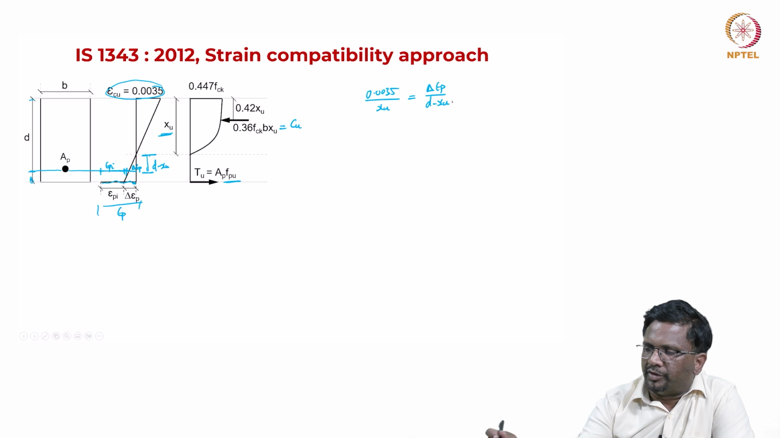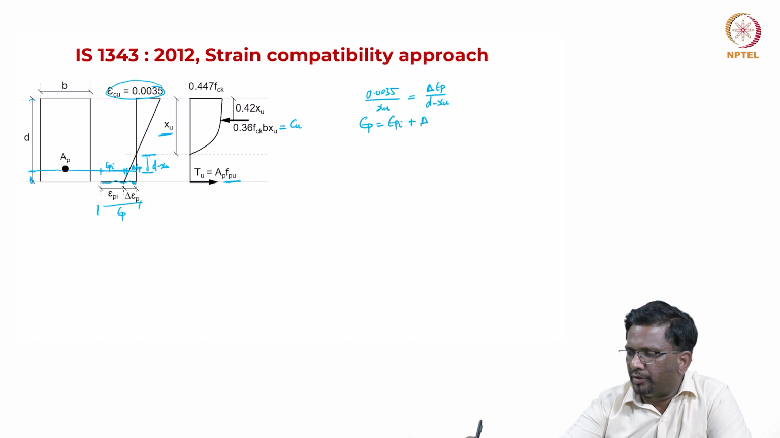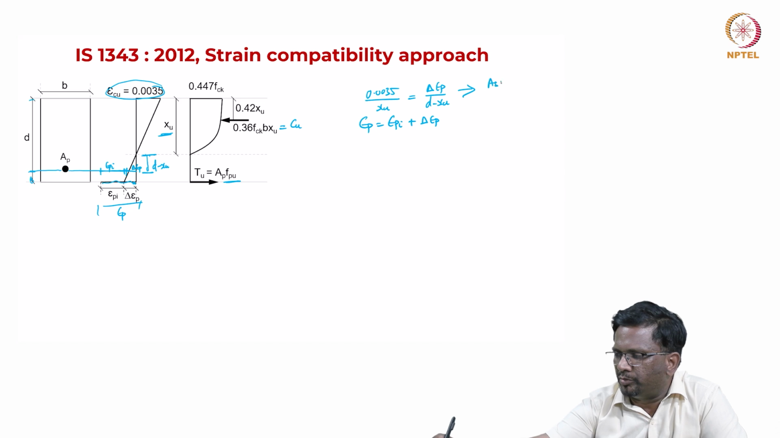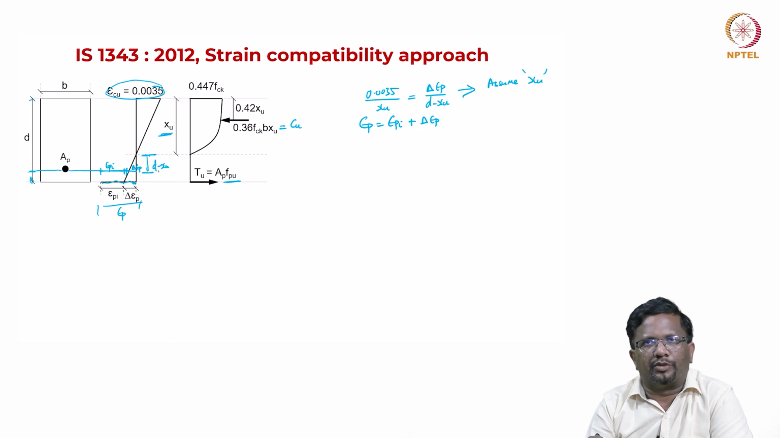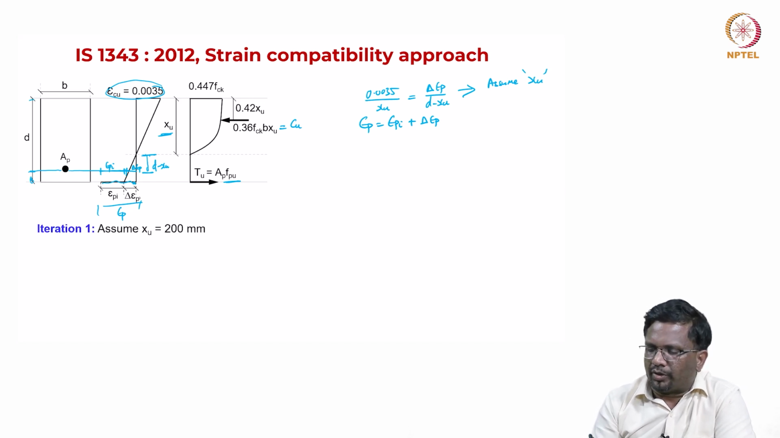So, from this I can get delta epsilon P, then total epsilon P is going to be epsilon Pi plus delta epsilon P, because this can be calculated once I assume Xu. Okay, once Xu is assumed, then I can get all these values, right. So, we can get this here. Okay, so, that is what we are going to do.